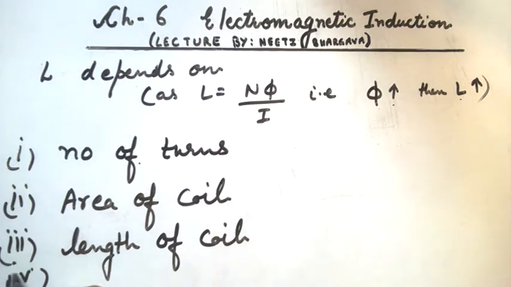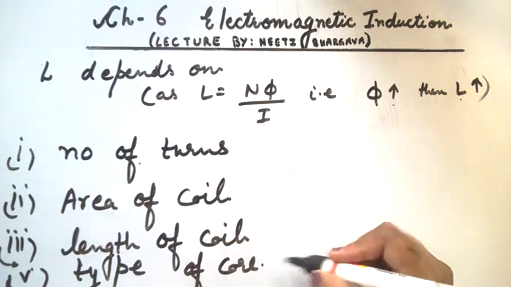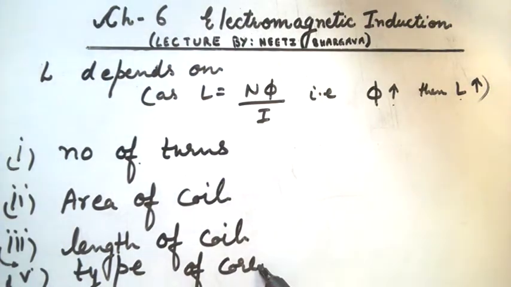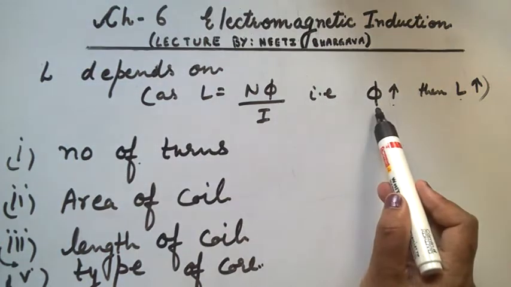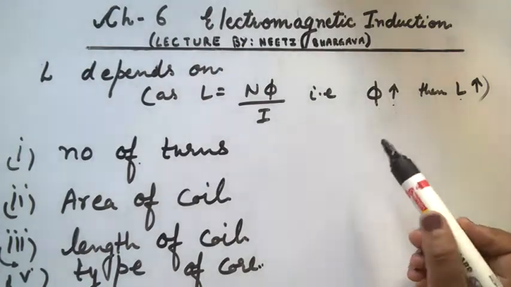It also depends on the core which we are using, that is, on the type of core, the central medium. If we wind a conducting coil on a soft iron core, its magnetic field lines will increase. And if the magnetic field lines increase, the change in magnetic flux will also increase. Thus it will increase the value of self-inductance.